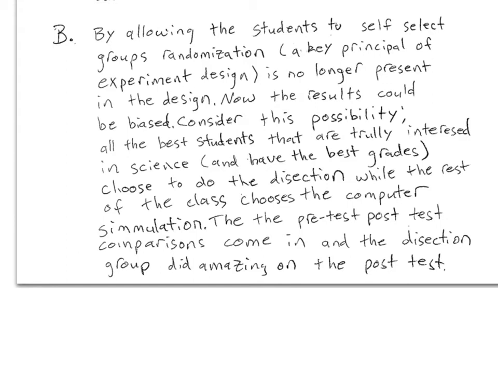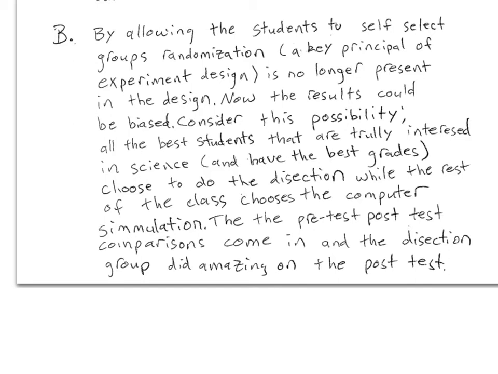So for part B, obviously allowing students to self-select groups removes randomization. I think I wrote this wrong here. By allowing the students to self-select groups, randomization, which is a key principle of experiment design, is no longer present in the design. Again, one major principle of experiment design is randomization. We're taking that out of the experiment. That's bad. Randomization helps control lurking variables and bias. But now, with that being said, we need to provide a specific example for how this could occur.